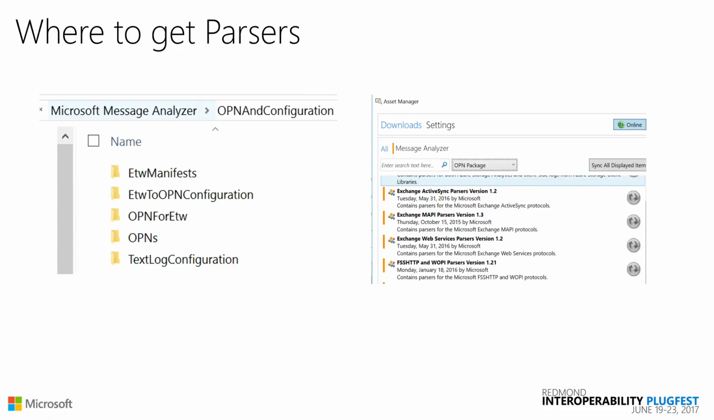So where to get parsers? There are different ways to get parsers. Currently, we have two major ways. For Windows, most of the Windows parsers, you can get directly after you install Message Analyzer. You download it, you install it, then most of the Windows parsers will be installed for you. And you can find them under this folder I'm going to show you.